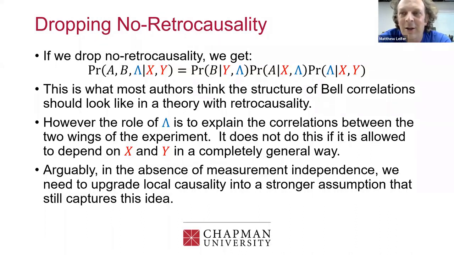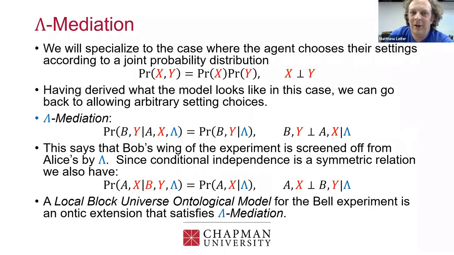because, you know, lambda could just contain a copy of x and y, and not really be doing anything except containing arbitrary information about the measurement settings. We want to maintain the idea that lambda is mediating the correlations between the two wings of the experiment. So I want to argue like this. So we need a stronger assumption.